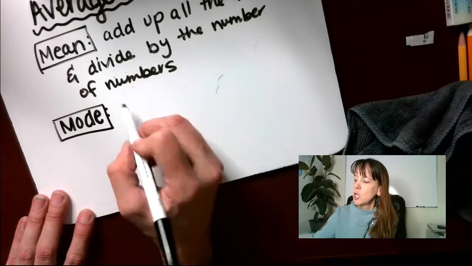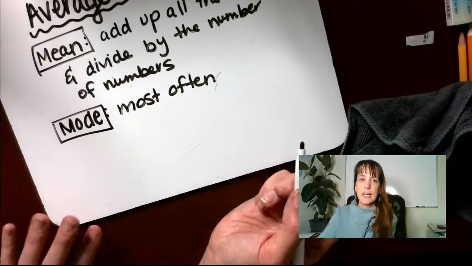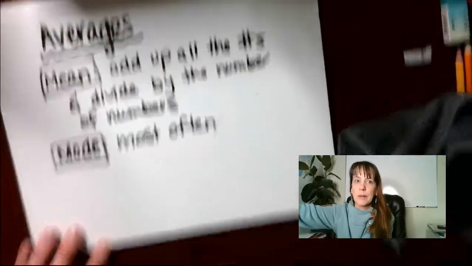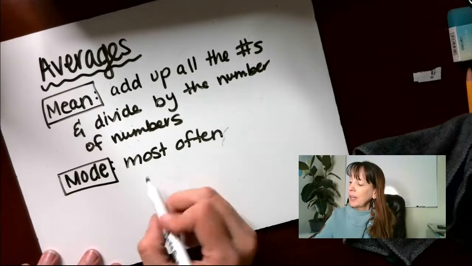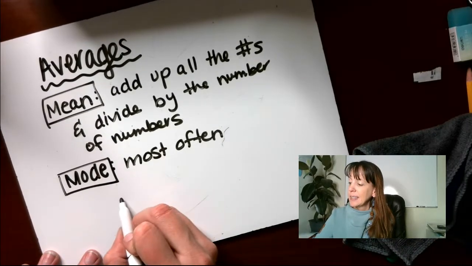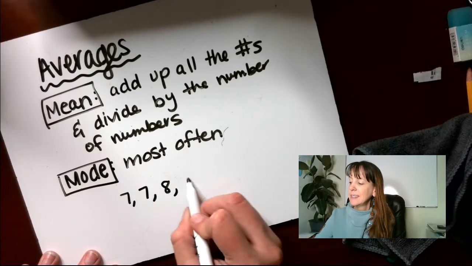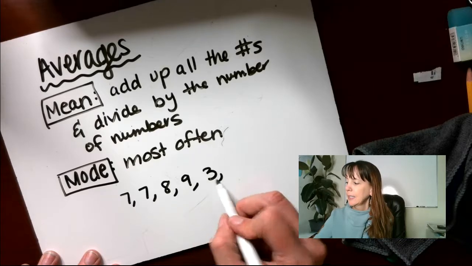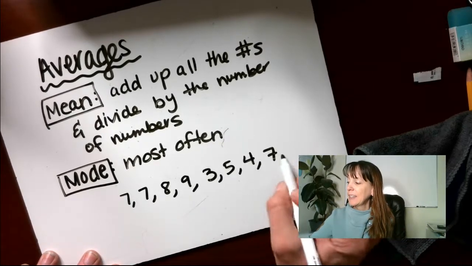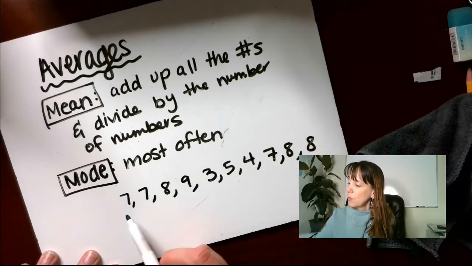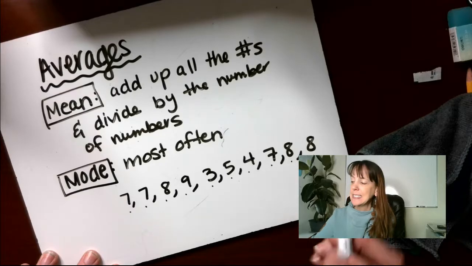Mode sounds like most often. It's the one that occurs most often. So if you have your test scores, let's say we're going to talk quiz scores this time, right? So you've got like 10 quizzes and you get a 7, 8, 9, you got a 3 one day, you got a 5, you got a 4, and then you got a 7 again, and then you got 8, another 8. That's 1, 2, 3, 4, 5, 6, 7, 8, 9, and 10.